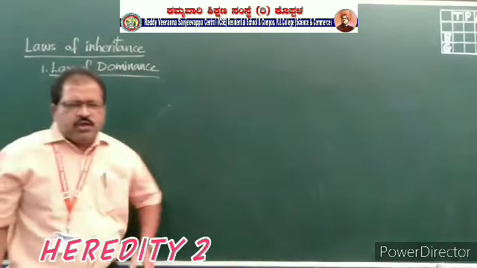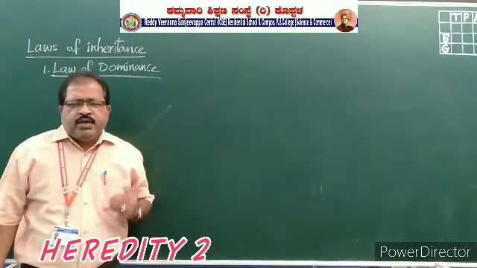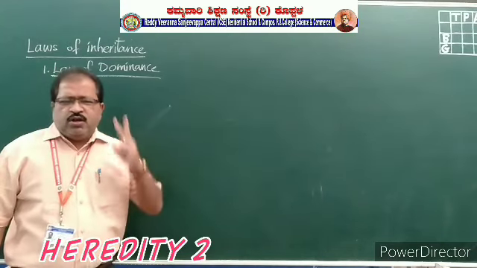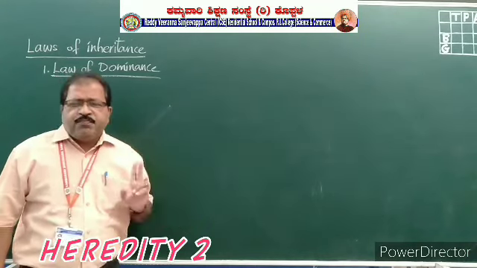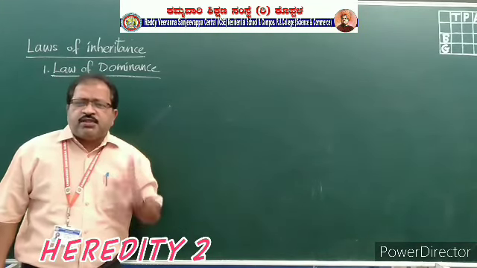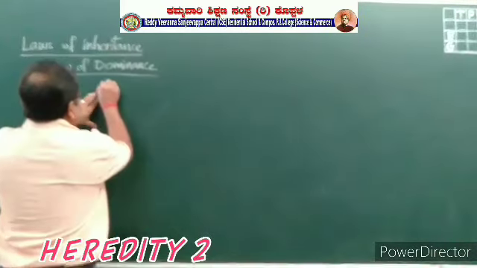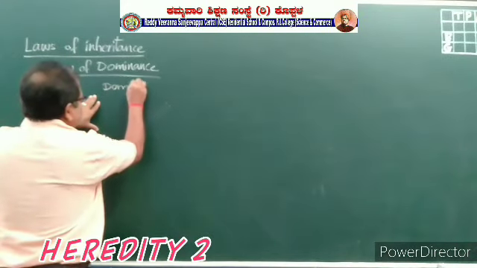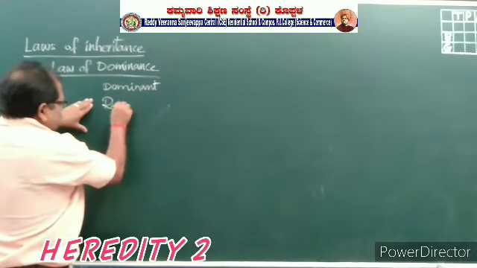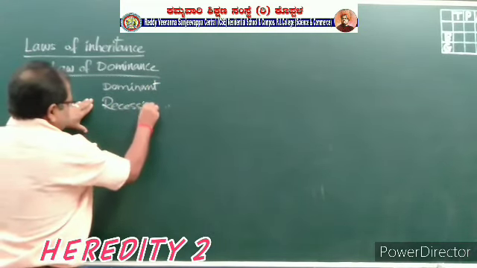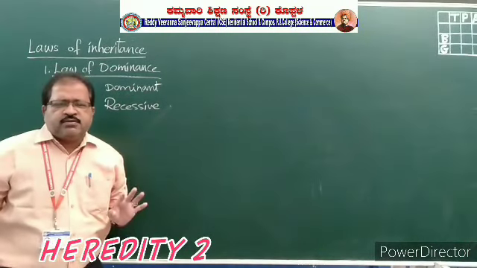Law of dominance. As I told you, every character of the organism has two traits. The other form of the character is called a trait. So, every character of the organism has two traits. One is a dominant trait, another one is a recessive trait.